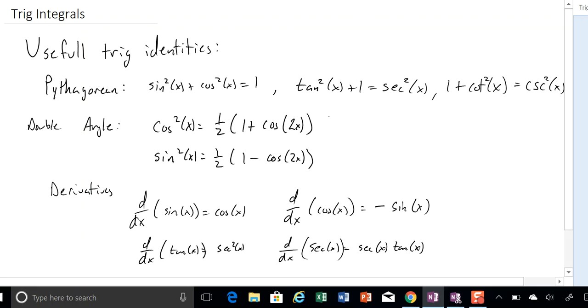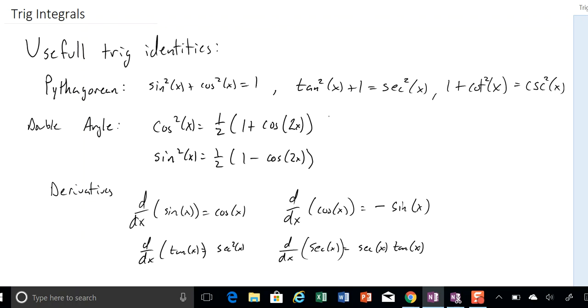Also, it's nice to have these double angle identities that allow us to change the degree of things from a second degree to a first degree. Cosine squared x equals 1/2 times the quantity 1 plus cosine of 2x. Sine squared x equals 1/2 times the quantity 1 minus cosine of 2x.